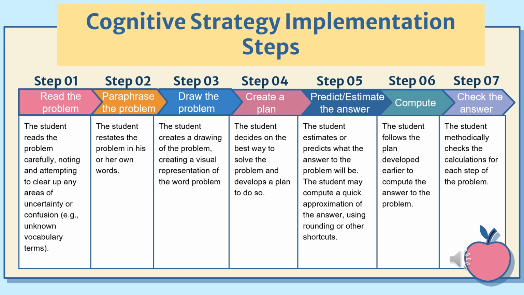Step 3 is draw the problem, when the student creates a drawing of the problem, having a visual representation of the word problem. Step 4 is creating a plan. The student decides on the best way to solve the problem and develops a plan to do so. Step 5, predict, estimate the answer. The student estimates what the answer to the problem will be. The students may compute a quick approximation of the answer using rounding or other shortcuts. Step 6, compute. The student follows the plan developed earlier to compute the answer to the problem. And Step 7 is checking the answer. The student checks the calculation for each step of the problem.